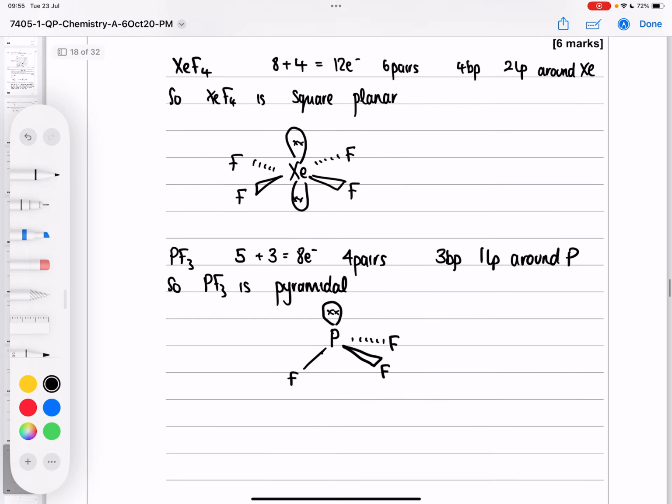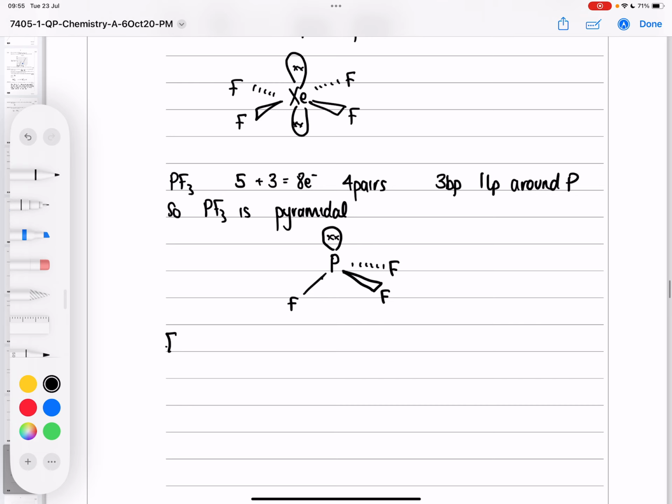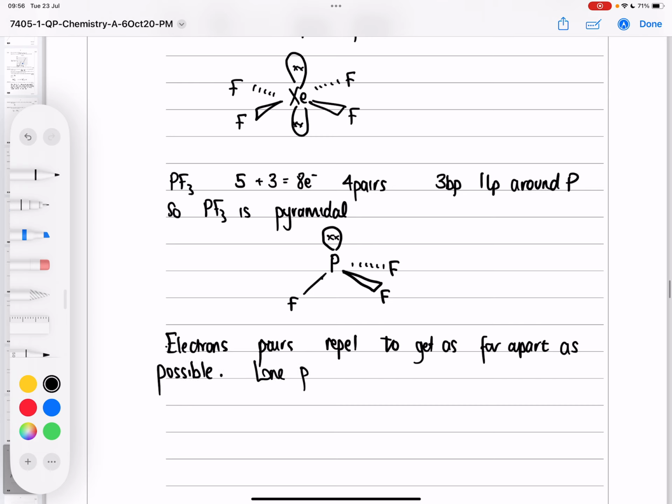So the reason that they take these shapes is that electron pairs repel to get as far apart as possible. Lone pairs repel more than bonding pairs.